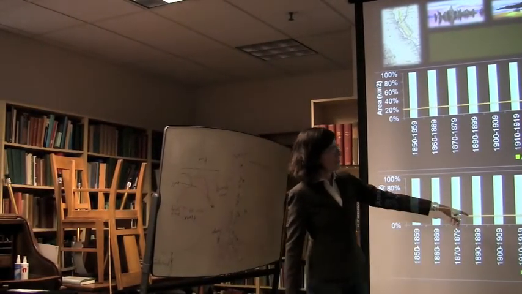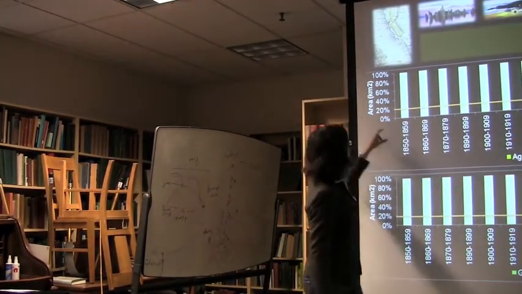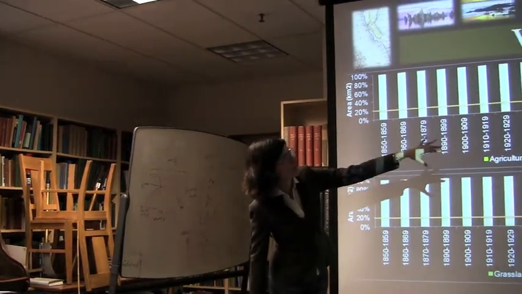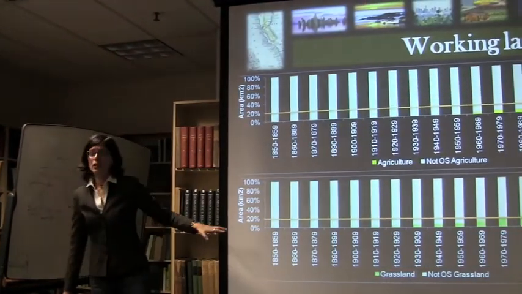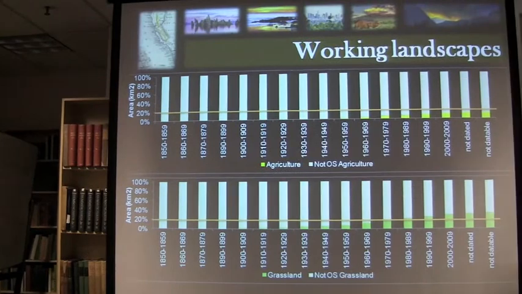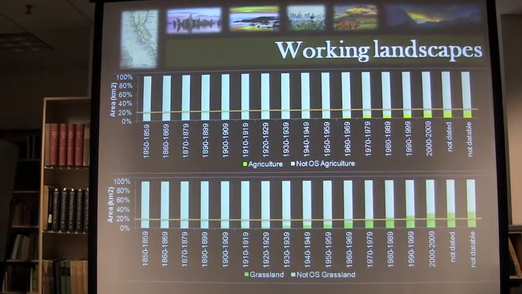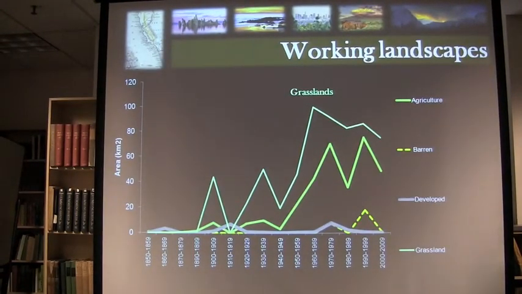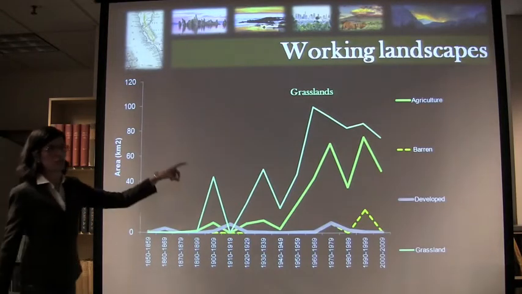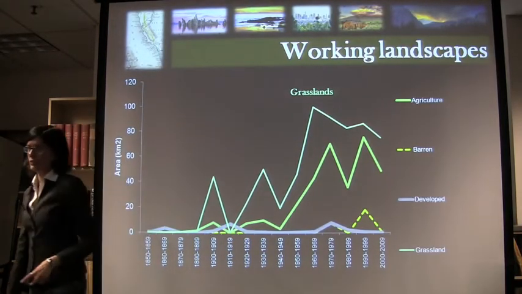This line represents the 20%. So for agriculture, we're a little bit below the 20%. For grassland, we're way above it. And this is the timeline of acquisition of each one of these land cover types.